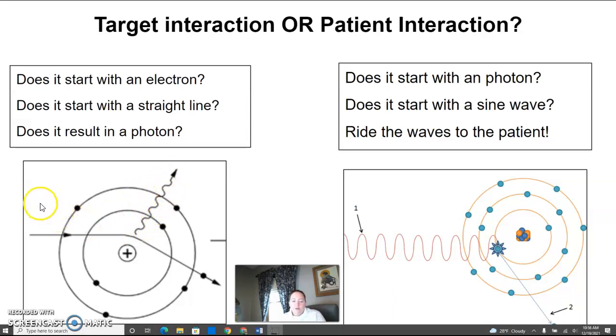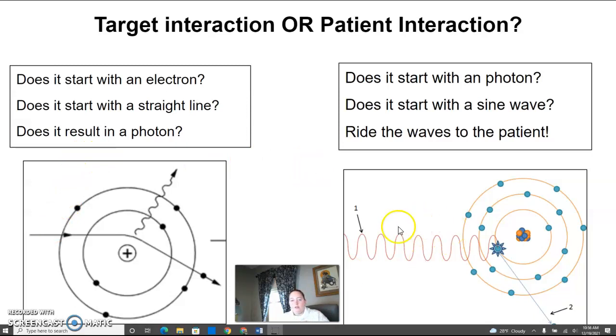I know that this interaction is a tube interaction. And you need to separate the two interactions that happen at the tube from the two most important ones that happen at the patient. So Bremsstrahlung and characteristic radiation, they happen at the tube. So I have to look at this picture and say, okay, this is either Bremsstrahlung or it's characteristic. And we'll go over some tips on how to do that.